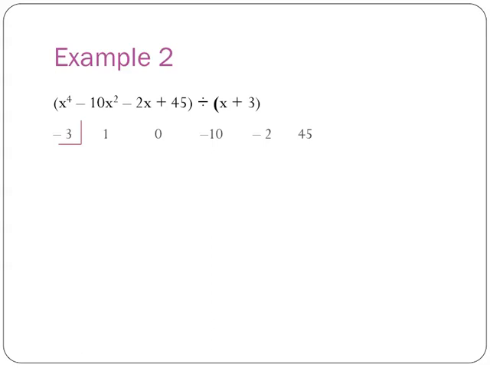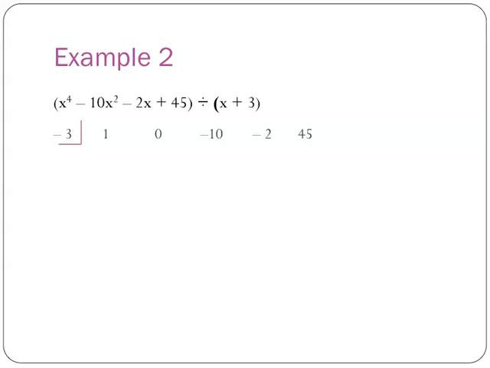Then for the rest of the numbers that we write down, we are going to write down the coefficients of the dividend. So x to the fourth minus 10x squared minus 2x plus 45. And then we're going to put zeros in for placeholders anywhere that we seem to have skipped one of the degrees. So 1, x to the fourth. We're missing x cubed, so we'll put a 0 in for x cubed. Negative 10 in front of x squared. And then negative 2. And then 45.